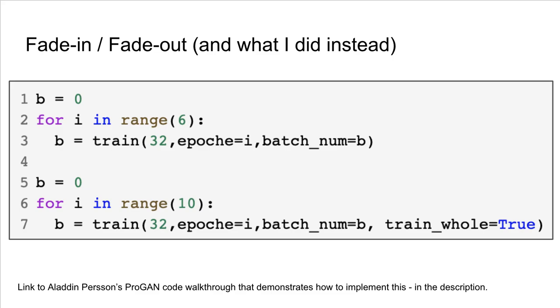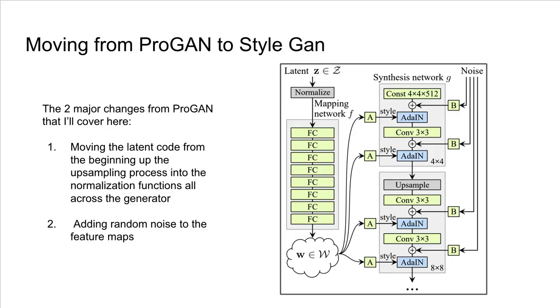Now that we understand the basics of progressive GAN, we can move to StyleGAN. There are two major changes to this model, and some smaller ones that I won't cover here and you can read about in the original paper. The first of those changes is that they move the latent code from the beginning of the upsampling process into the normalization functions all across the generator. This allows the network to learn high-level and fine-grained features separately. The second is adding random noise to the feature maps. This allows for even more variation and diversity in the generated images. We will go into more details during the next slides.